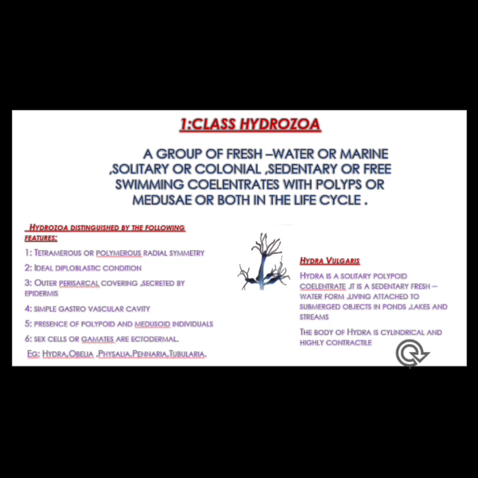Now let's see the examples for Hydrozoa. Example: Hydra, Obelia, Physalia, Porpita, Tubularia. Hydra vulgaris. Hydra is a solitary polypoid coelenterate. It is a sedentary freshwater form living attached to submerged objects in ponds, lakes and streams. The body of Hydra is cylindrical and highly contractile.